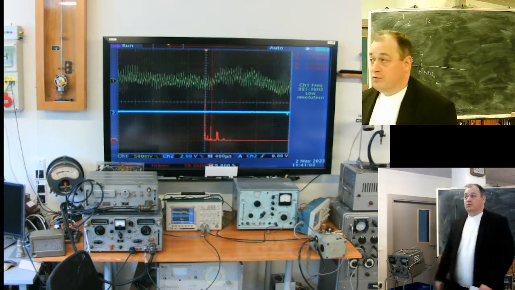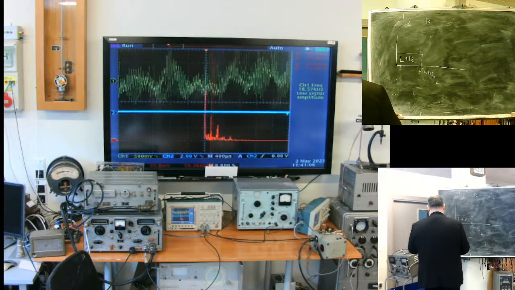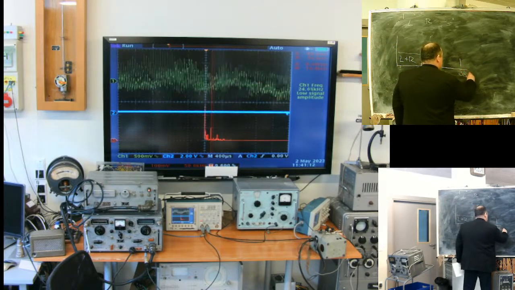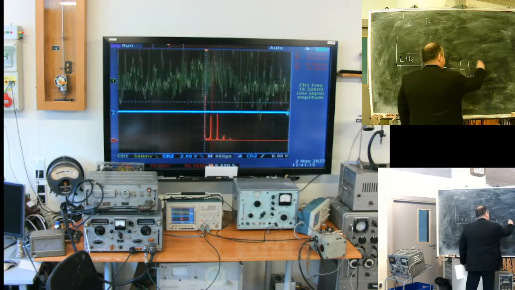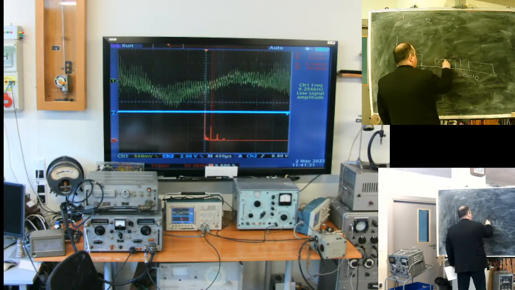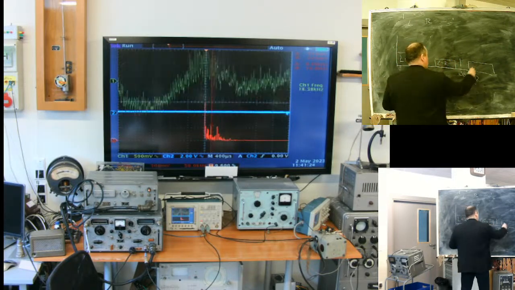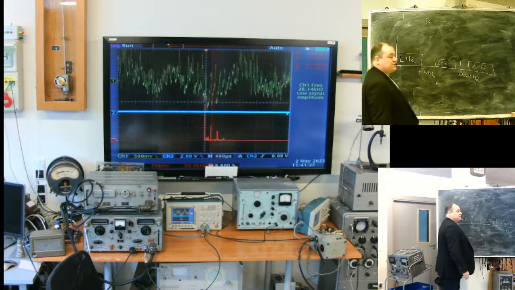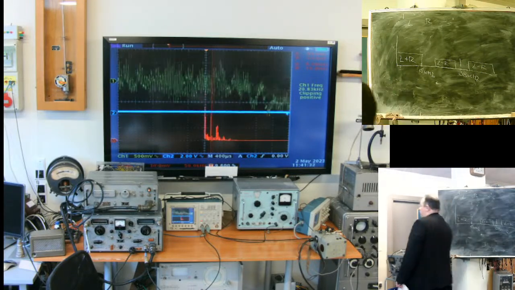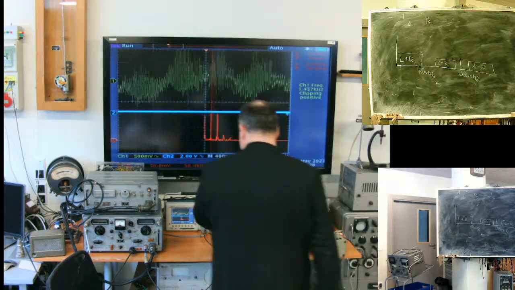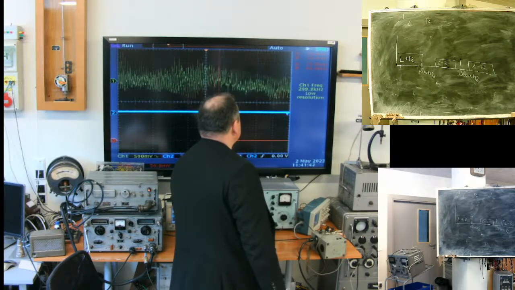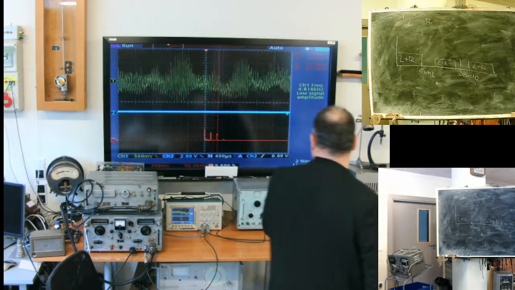We need left minus right. From 38 kilohertz, the spectrum of left minus right is transferred to an interim frequency of 38 kilohertz. But do we see it? Where is my cursor position? Here is 38 kilohertz.